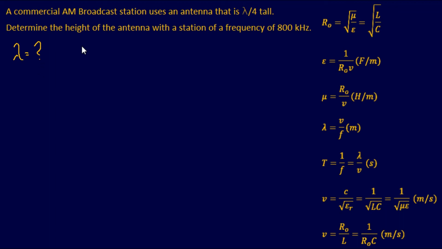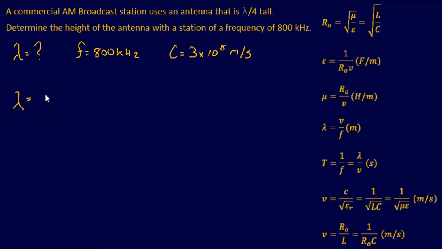Okay, what we know is the frequency equals 800 kilohertz, and we know obviously the speed of light, or velocity, is going to be 3 times 10 to the 8 meters per second. So this one's very simple. Look to the equations to the right. We have velocity divided by frequency. Very simple problem. So plug and chug in that one.